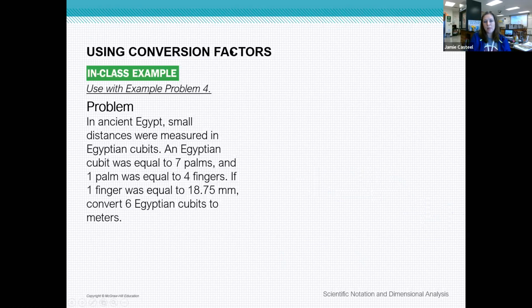Oh, I love this problem. Yes, I'm a nerd. You'll be all right. So, example problem 4.